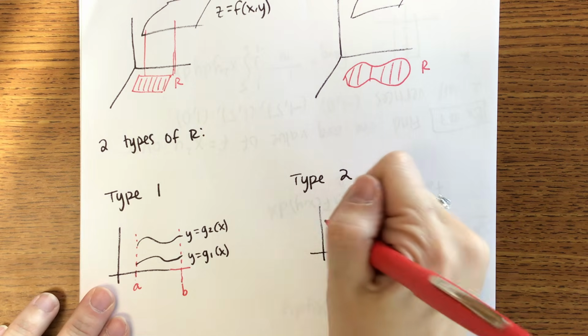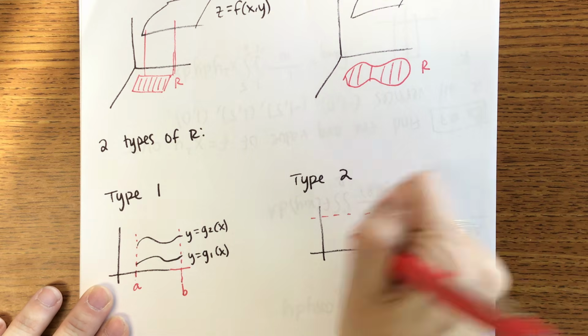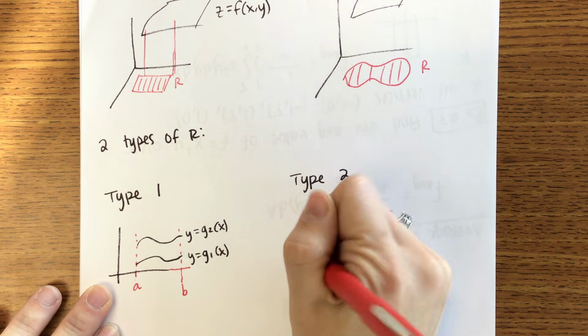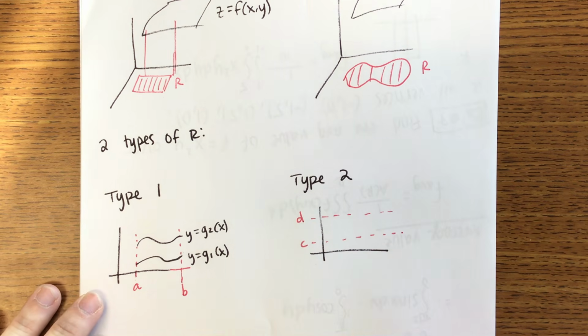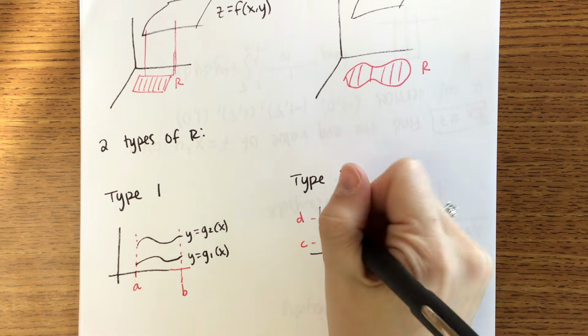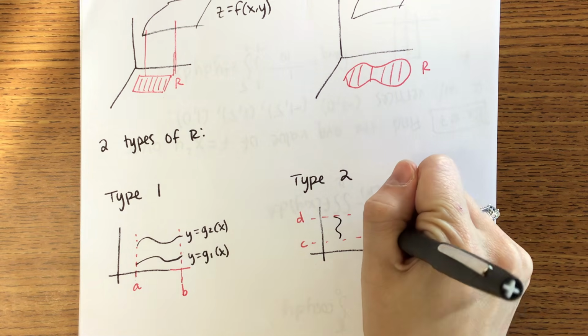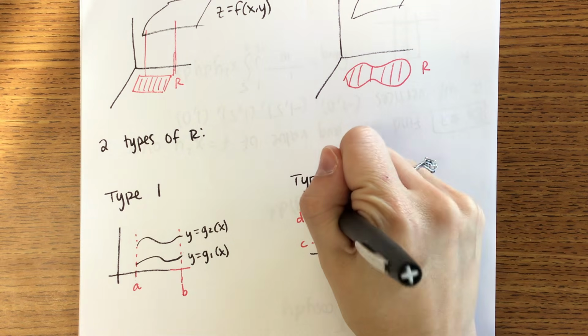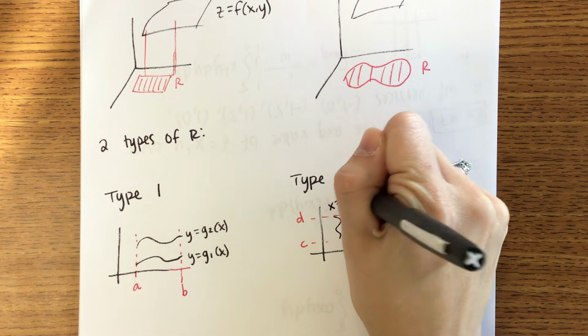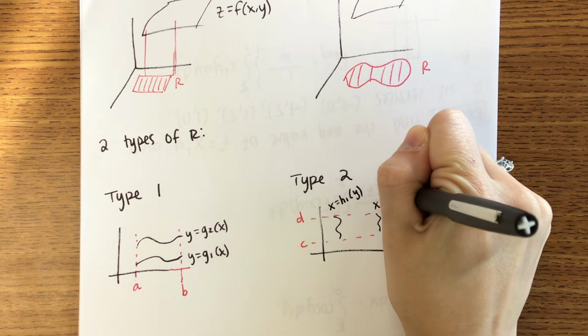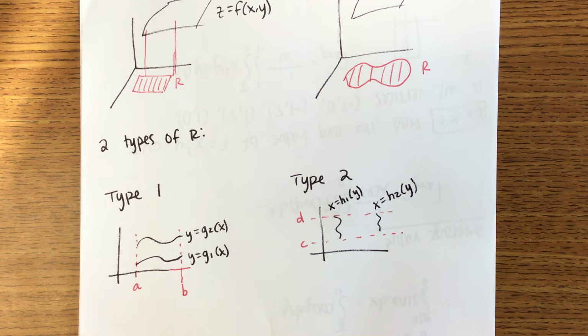Type 2 region is the other way. You have two horizontal boundaries at y equal to two constants, y equals c and y equals d. Your vertical boundaries are then curves that are functions of y. The type of R that you have will determine how you set up the volume problem.